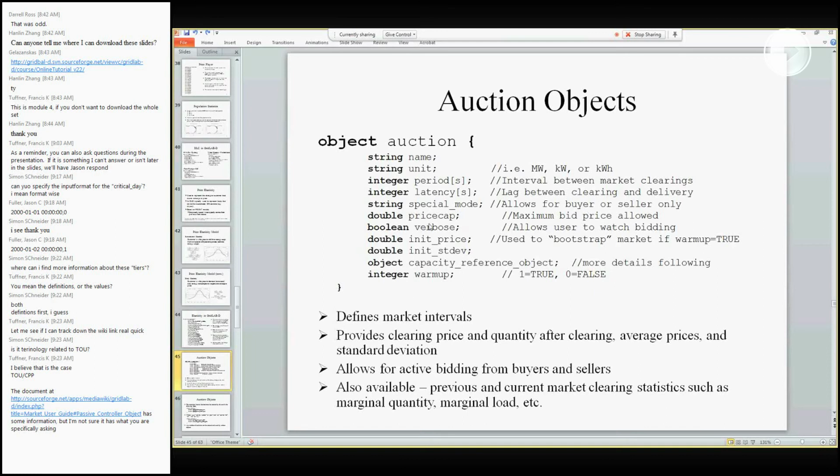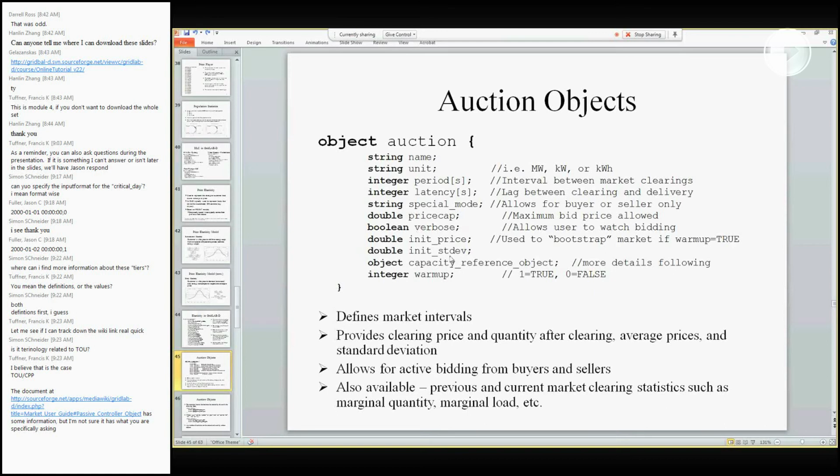Price cap, so you can limit the absolute highest prices allowed. Verbose: even though GridLAB-D in general has a verbose setting, there's a special one for auction. I would be very, very careful about activating this because it is extremely verbose. It will basically let you watch everything that's happening inside the market, all the bids it's receiving, the formulation of the bid curves. It can get fairly massive, but if you are trying to understand what's going on inside of a market, it can be very helpful.